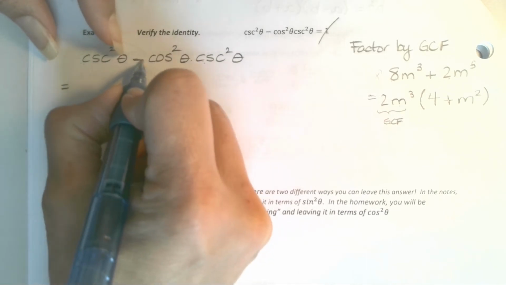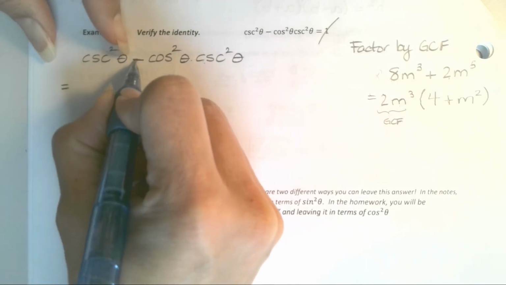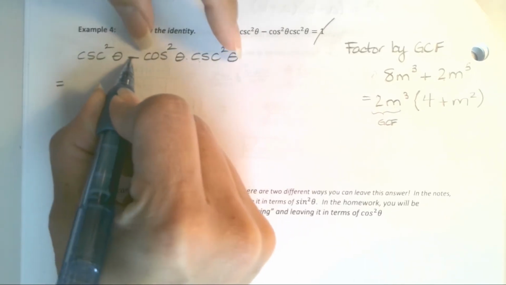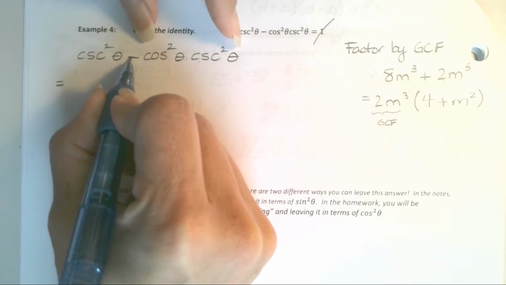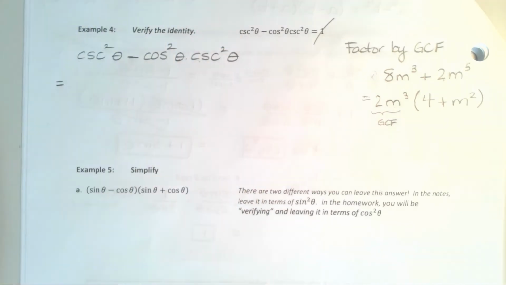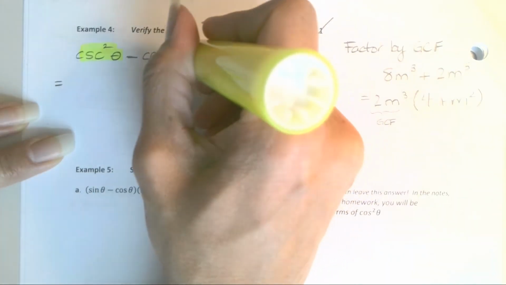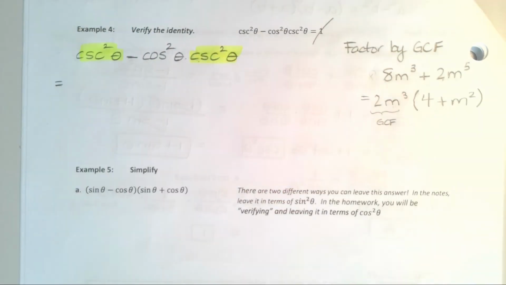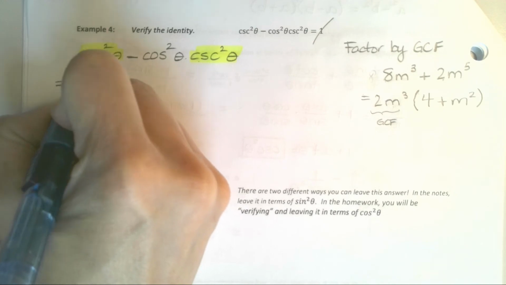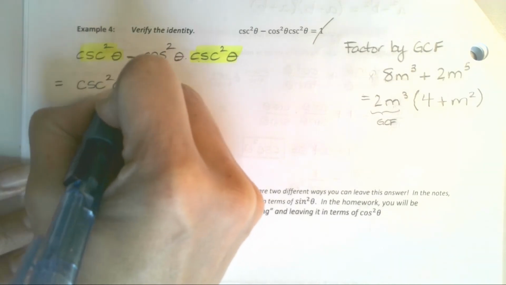Here's your minus sign. On this side you have a cosecant squared, and on this side you have a cosecant squared. That's what they have the same. Okay, I'm going to highlight it here. On this side you have a cosecant squared. On this side you have a cosecant squared. Okay? So my greatest common factor is a cosecant squared theta.